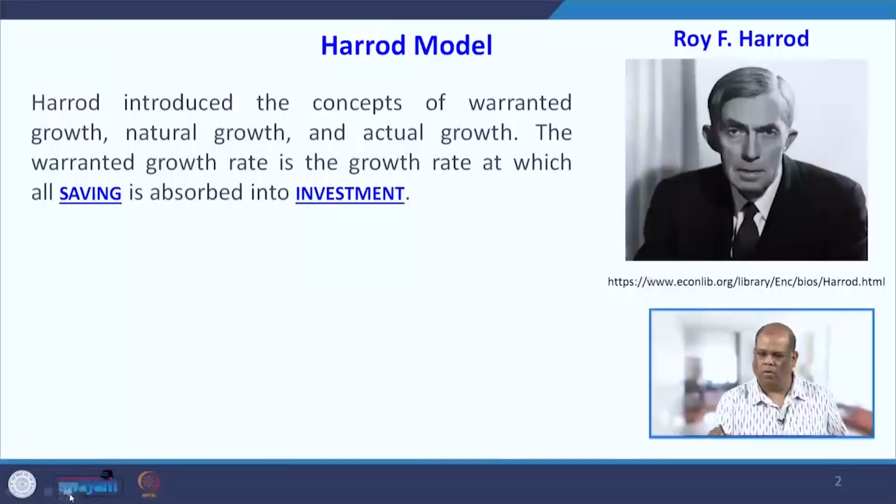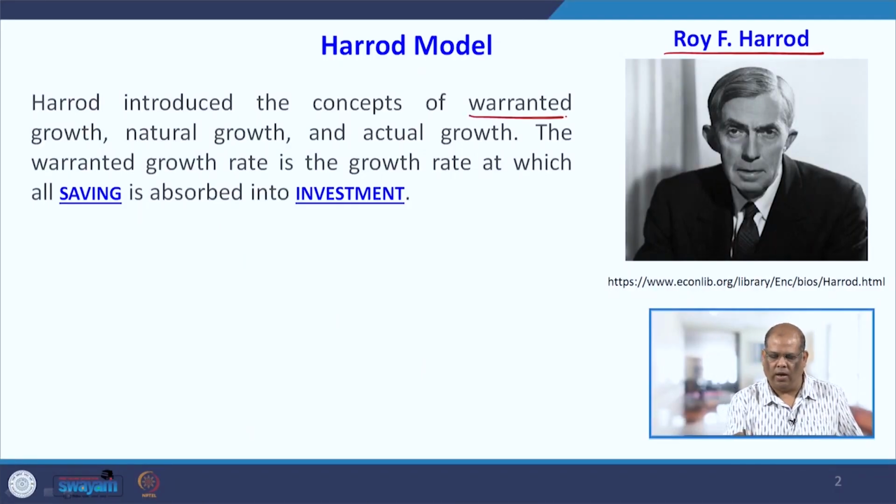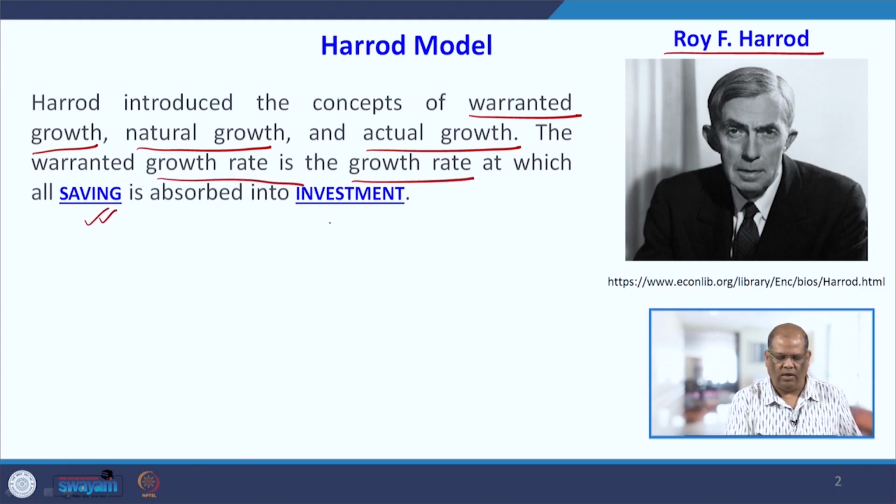Roy F. Harrod introduced the concept of warranted growth, natural growth, and actual growth. The warranted growth rate is the growth rate at which all savings is absorbed into investments. So, he has three variables defined.